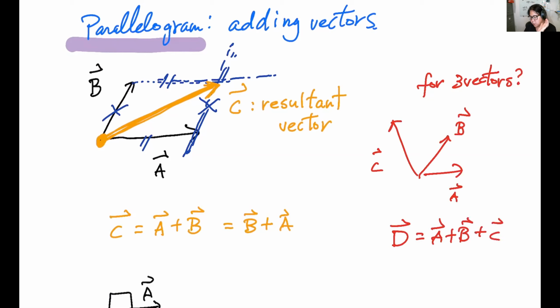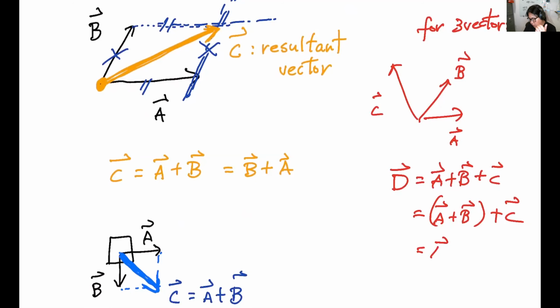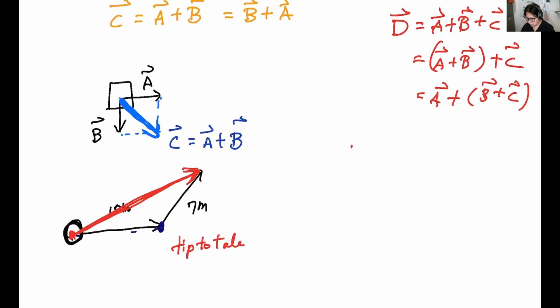And you can interchangeably change that. This is the same thing as if you do A plus B first and then add C, or you can also do B plus C first, then add the resultant vector of B plus C to A. And that's how you can find the D. So when you have three vectors to add, you can do it this way. What happens for subtraction?